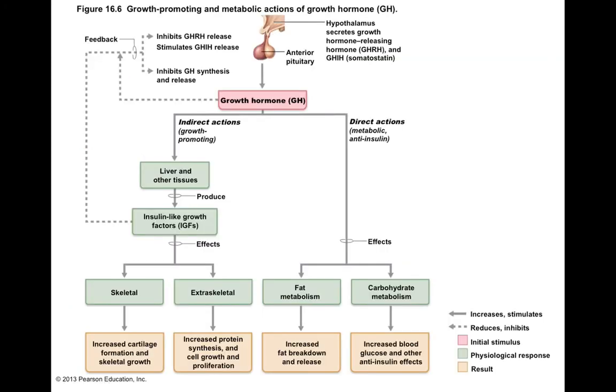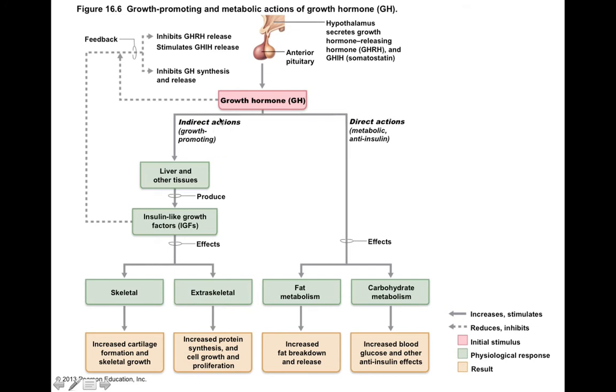Now what we see here is a more detailed mechanism outlining the process of growth hormone stimulation. The hypothalamus will secrete growth hormone releasing hormone, which then will cause the anterior pituitary gland to release growth hormone. Now, growth hormone will have two different actions. It'll have indirect actions and direct actions.